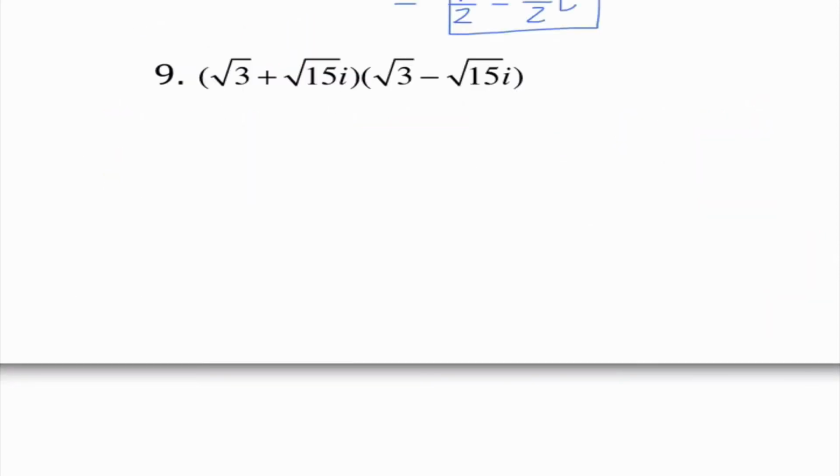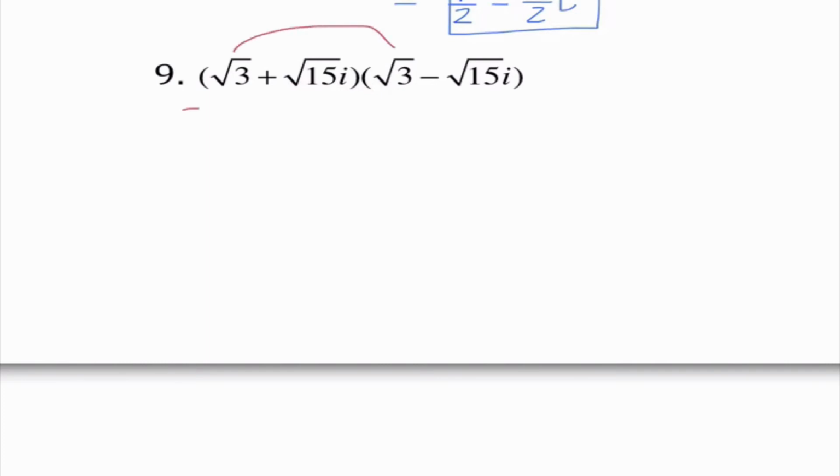Number 9 to me looks kind of frightening because we have this radical 15 and then i's on the outside, and I have radical 3's. Okay, but I just want to show us that stuff like this really isn't that scary, especially because I noticed these are a complex conjugate pair. We know when we have a complex conjugate pair, our answer when we multiply them together should be a real number. So let's go through this.